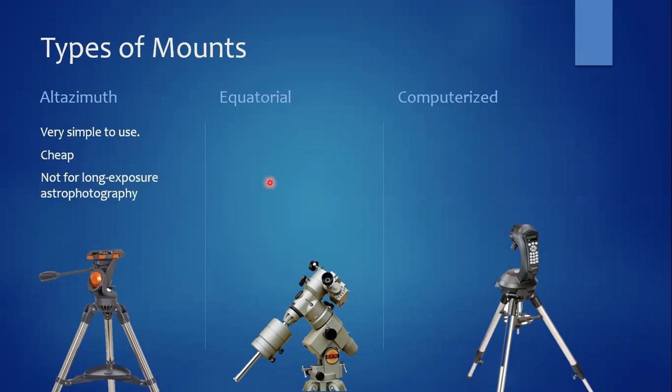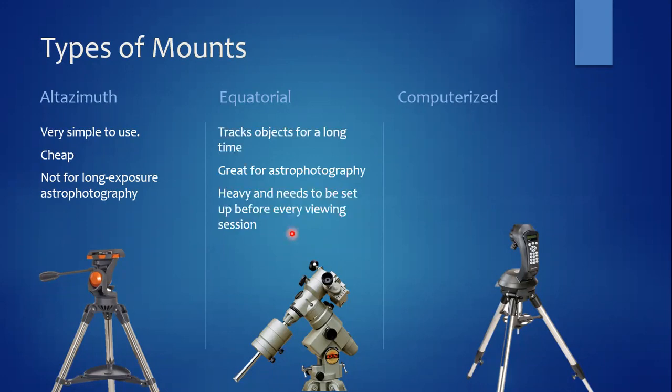Now, the equatorial mounts, they can track objects for a long time, and hence they are good for astrophotography, although they are heavy and need to be aligned every time we are having a session. The third type, the computerized mount, is the easiest to operate yet very expensive. And with the push of some buttons, it will track the object for you and locate the objects.